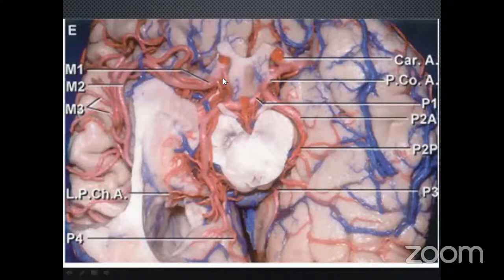This is again showing the origin and the segments of the MCA. This is the level of midbrain. Here we can see these are the PCA. Anteriorly, we have the ICA, which is giving the MCA. This is the M1 segment. Then this is the genu. And this is the M3 segment. So M2 segment becomes the M3 segment at the circular sulcus, and then it goes towards the cortical surface where it becomes the M4 or the cortical branches.